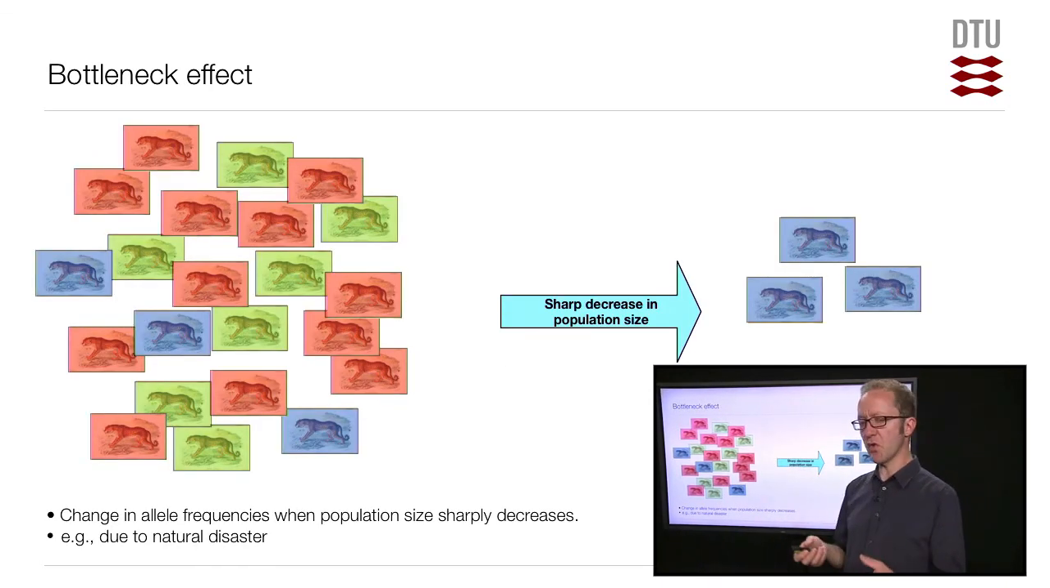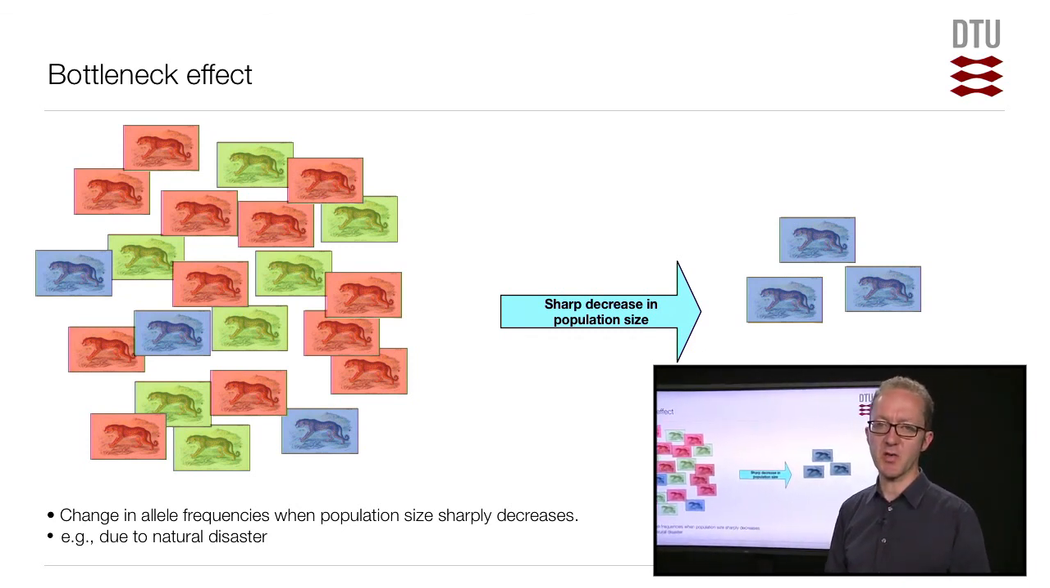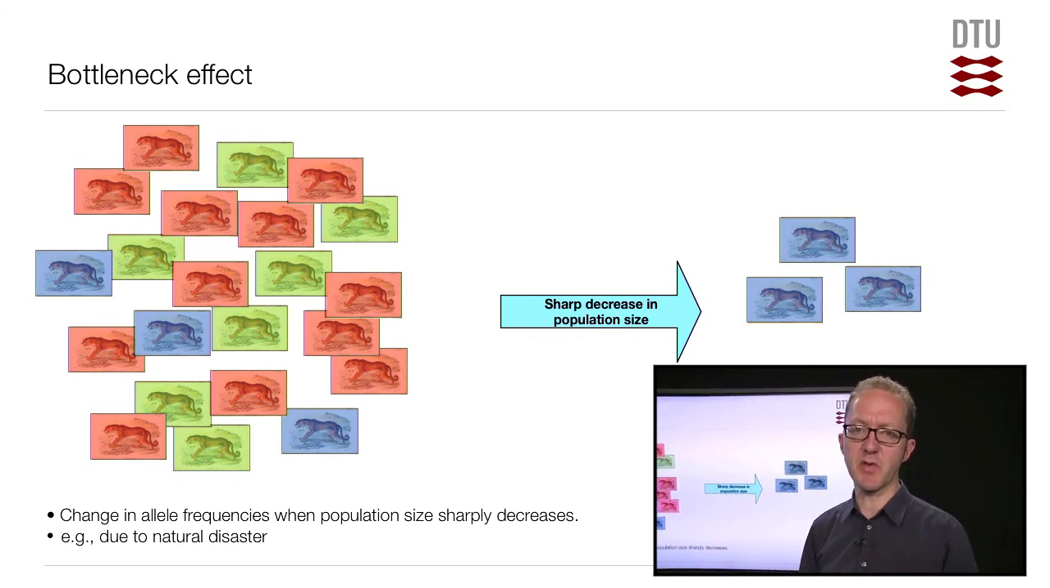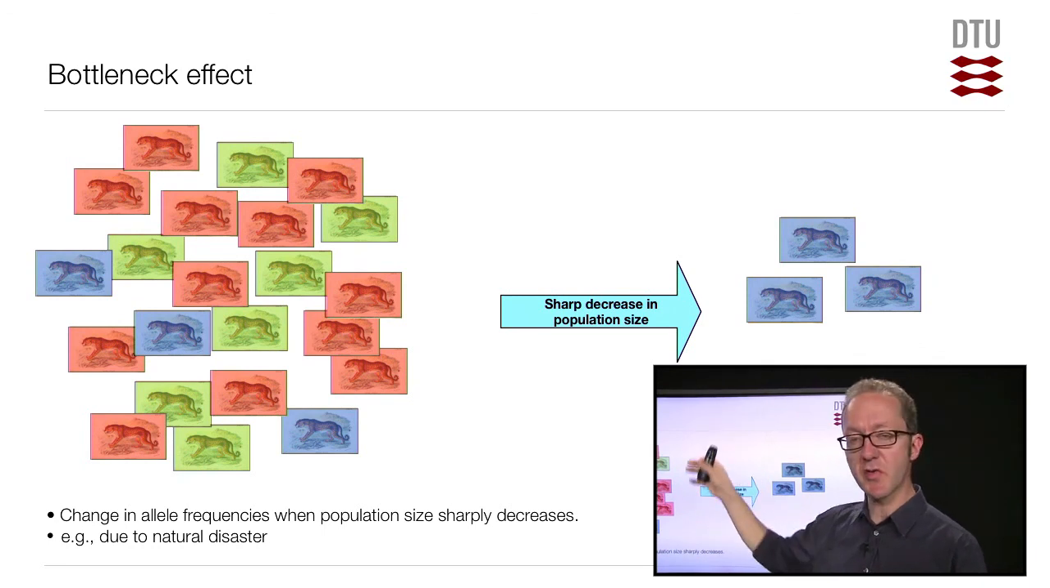In addition to this sort of stochastic effect, there are also other stochastic effects that can cause changes in allele frequencies in populations. One of them is the bottleneck effect, and I've tried to illustrate that on this slide.